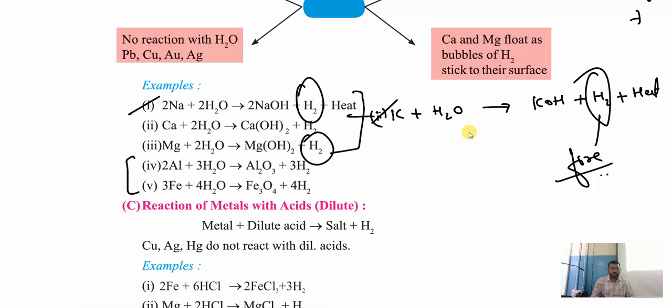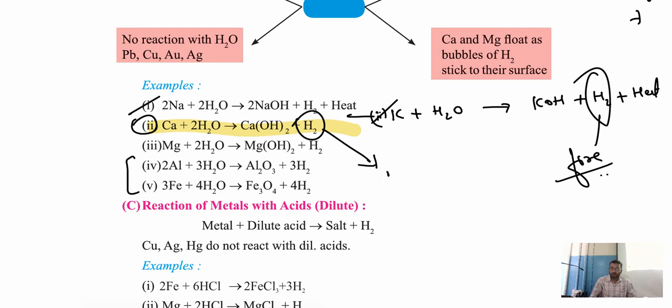Where? In calcium also. Can you see this option 2? Yes, sir. Calcium reacts with water. It gives calcium hydroxide. Here also we are getting hydrogen gas. But this hydrogen gas will not catch fire. Please remember this important note.